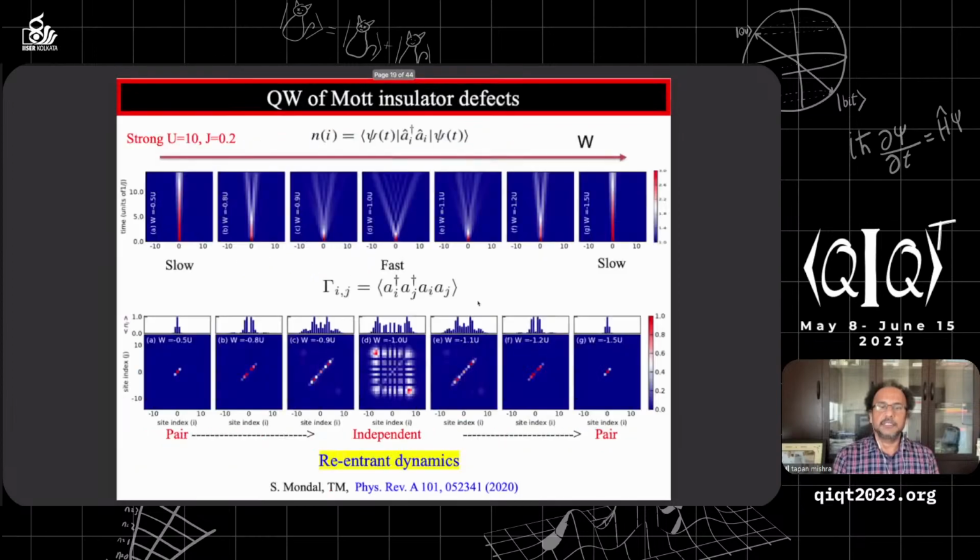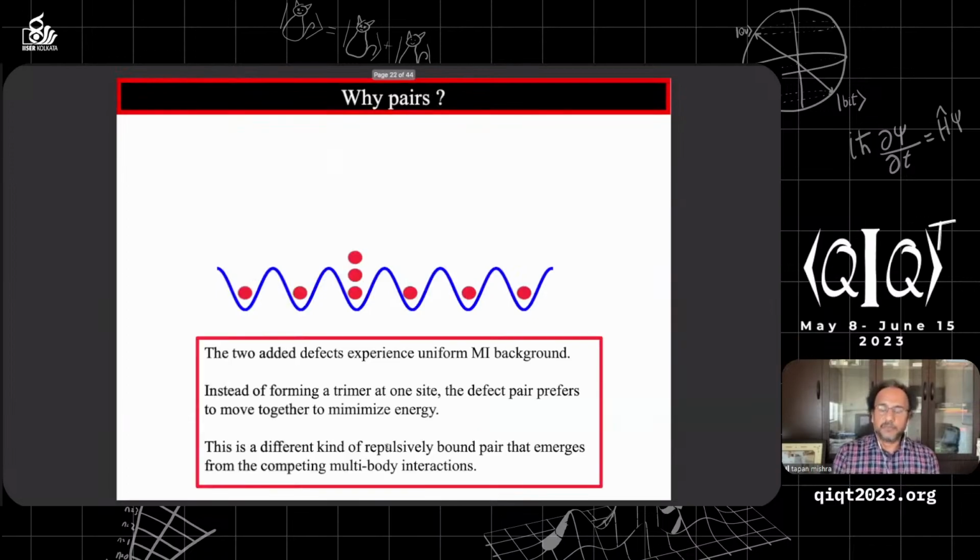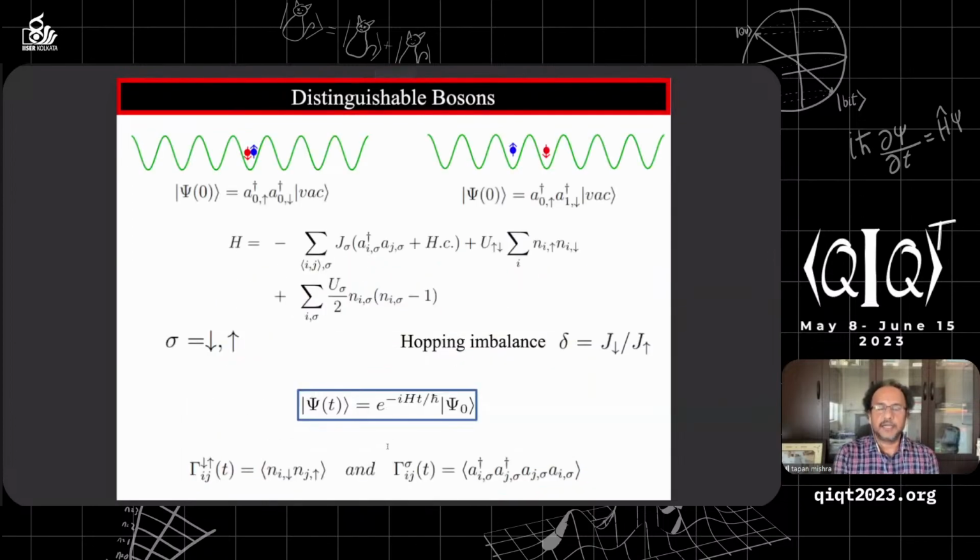Now you can clearly see from here, it's a reentrant dynamics as a function of two interactions, as two competing interactions. Now up to this point, the story is about identical bosons. Now what happens if we have distinguishable bosons? So far we have considered identical bosons. Now let us see what happens if you have distinguishable bosons and study the quantum walk.